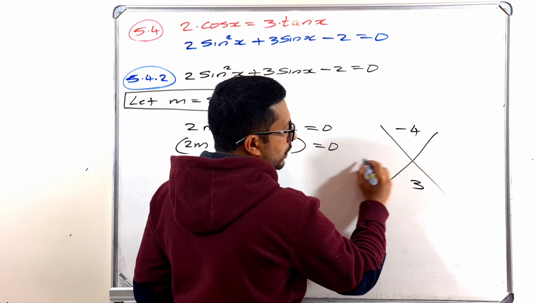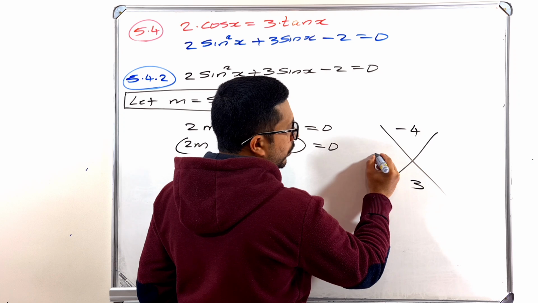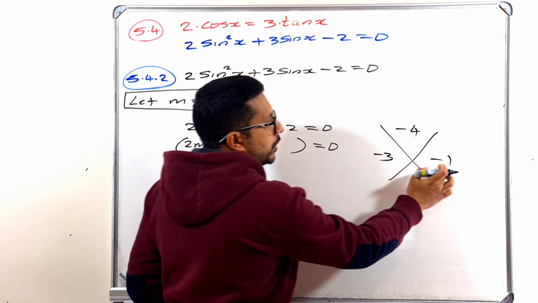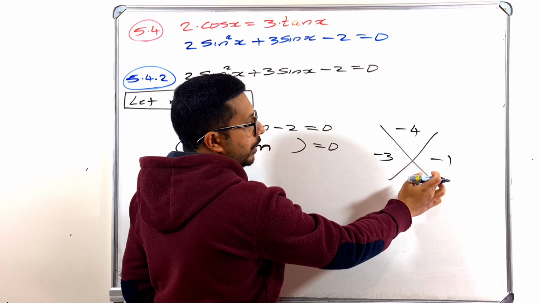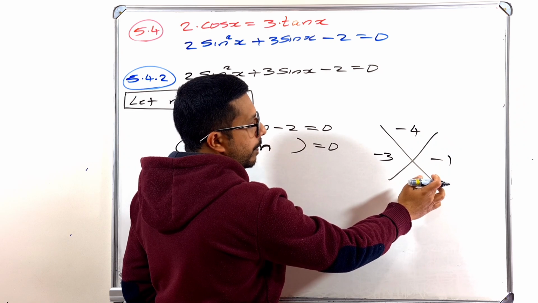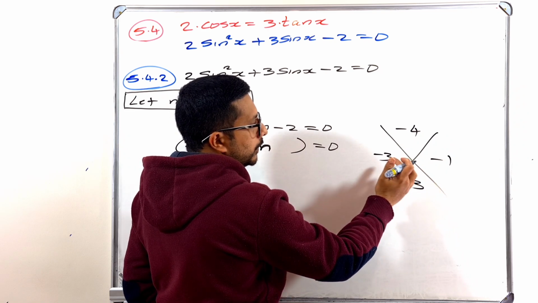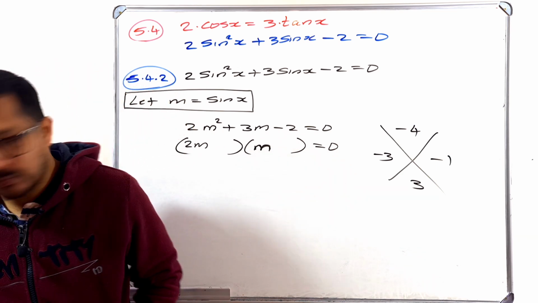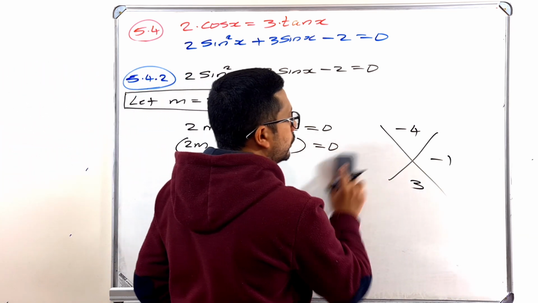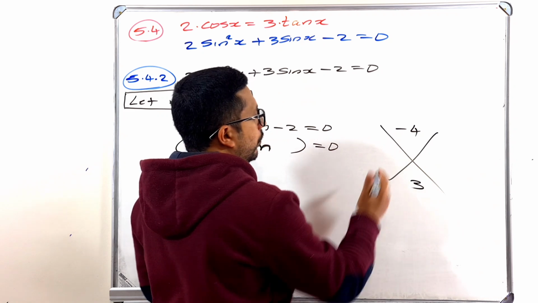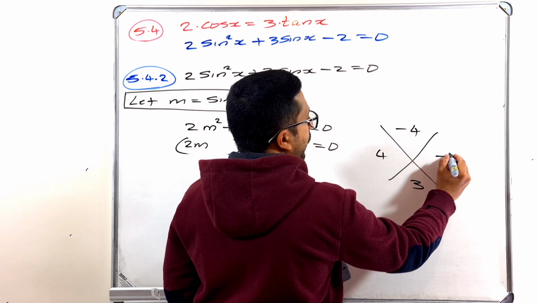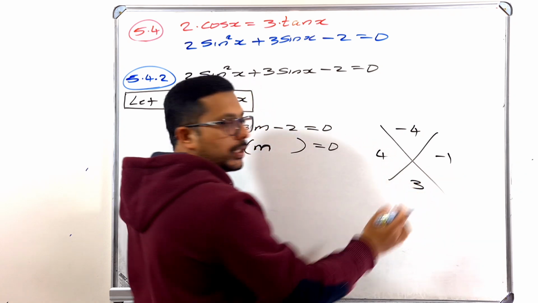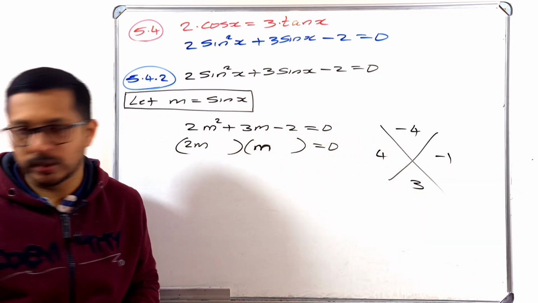4 and minus 1. Is it not so? 4 times minus 1 is minus 4. 4 plus minus 1 is 3. Okay, not finished. Don't just take those two numbers.